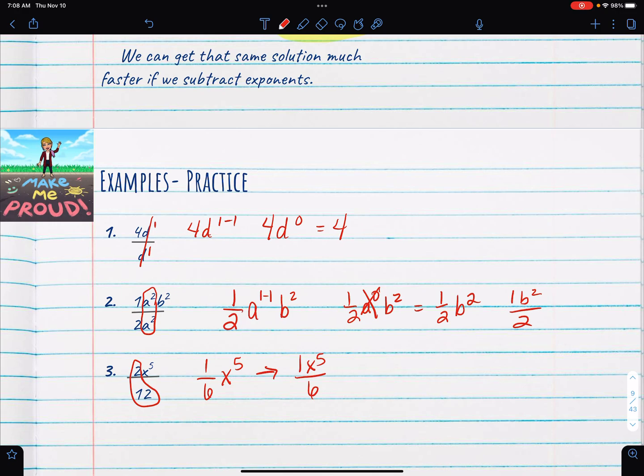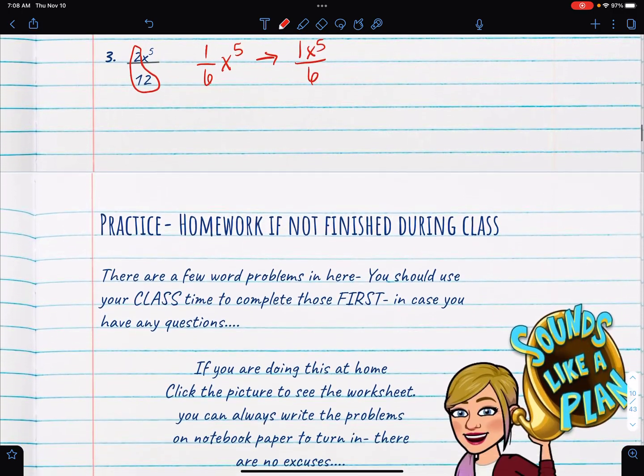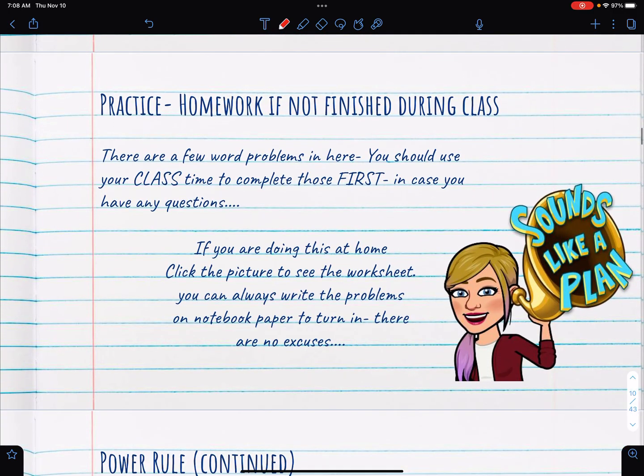We're stopping right here because we have learned the two rules that you use for exponents when multiplying and dividing with the same base. There's a worksheet if you are at home. You should be able to click on this and you will see the same picture. So that's where we're stopping.